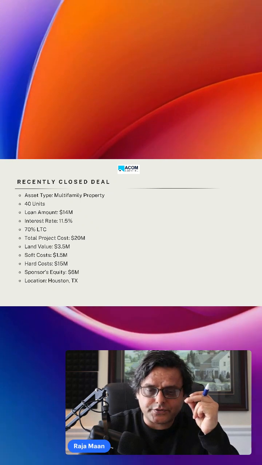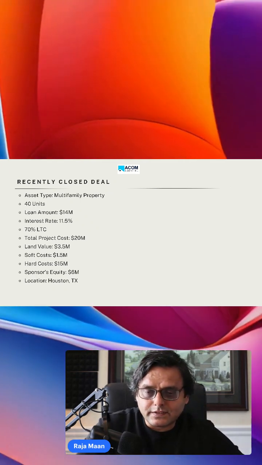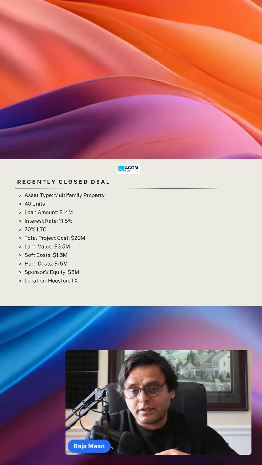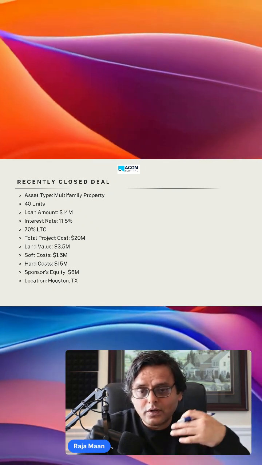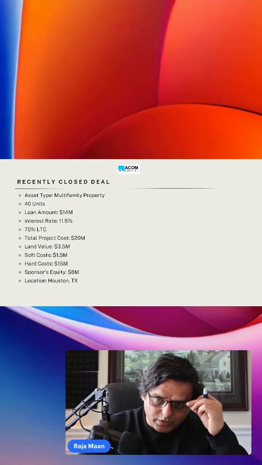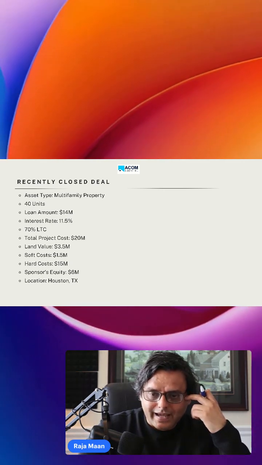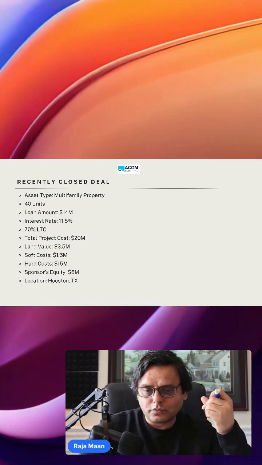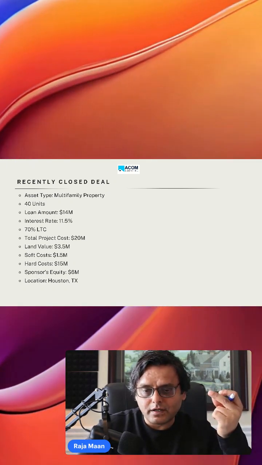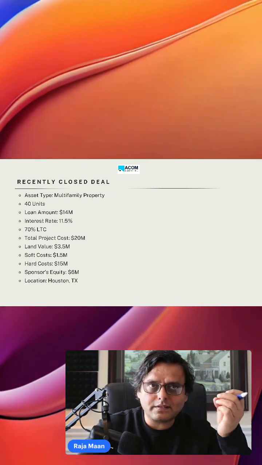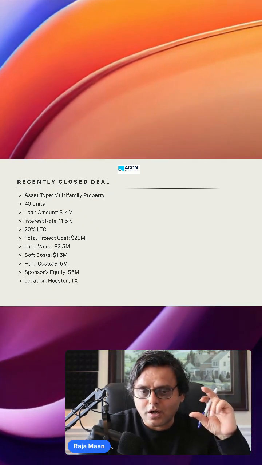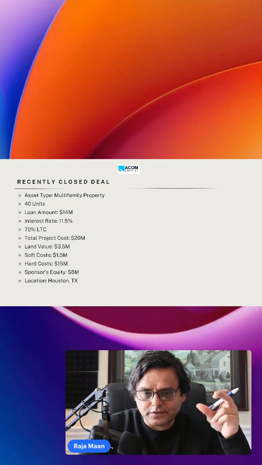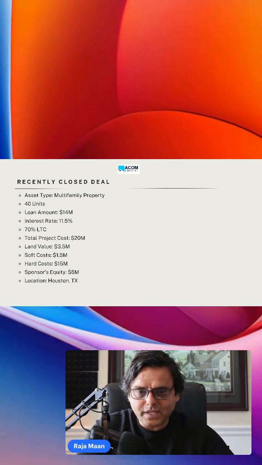Sorry, $15 million. So the sponsors' equity, total cash and sweat equity, because they purchased the land a few years ago and it went up in price with the permits and everything, and their cash injection equity and their sweat equity was $6 million. So the location was Houston, Texas. So this is like a 70% loan to cost. Total cost was 20 million and the loan was 14. So it's 70% loan to cost. So that's about it.